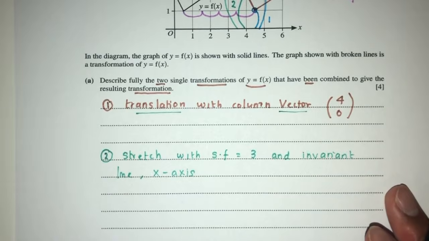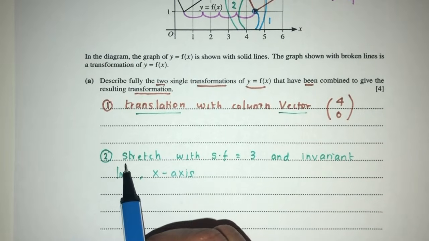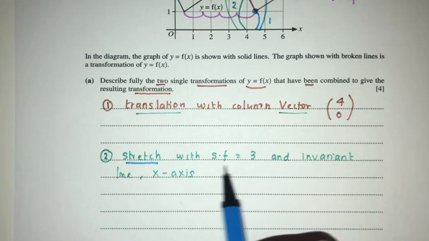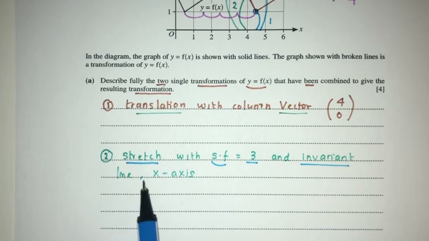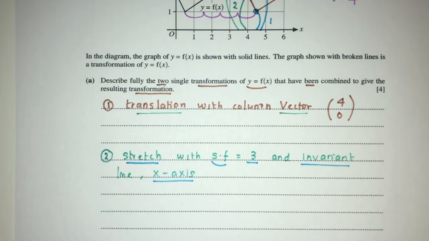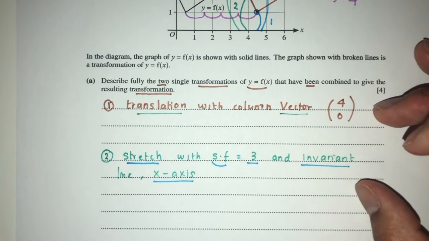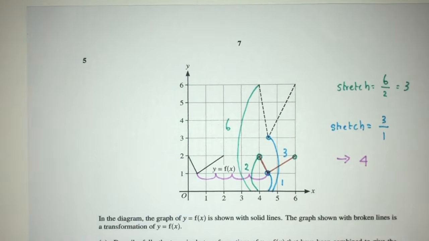So just to confirm again, when you describe a stretch, we have to first write down the type of transformation. We have to provide the stretch factor, and we also have to provide the invariant line. Now that is one way of describing a stretch. You can also write in the direction of y-axis if you want to do that. And that should be two single transformations applied to f of x to give you this line, right? That will be part A of the question. So as you can see, step by step, you have to find the answer by elimination as well, to think about what is possible and not.